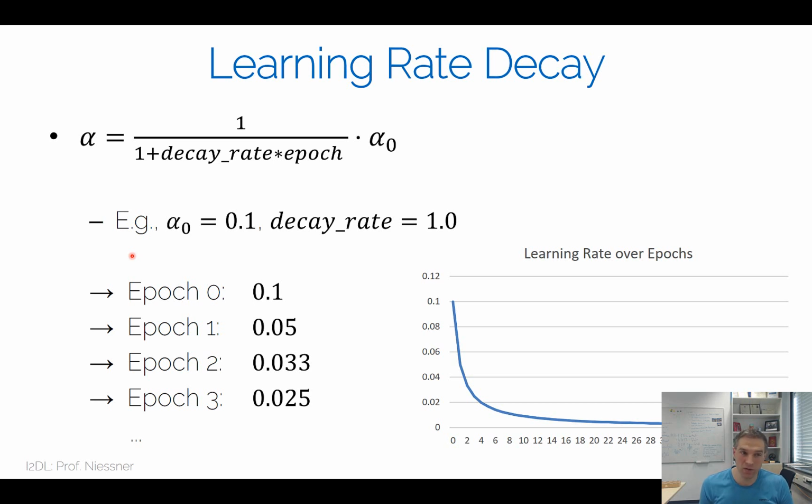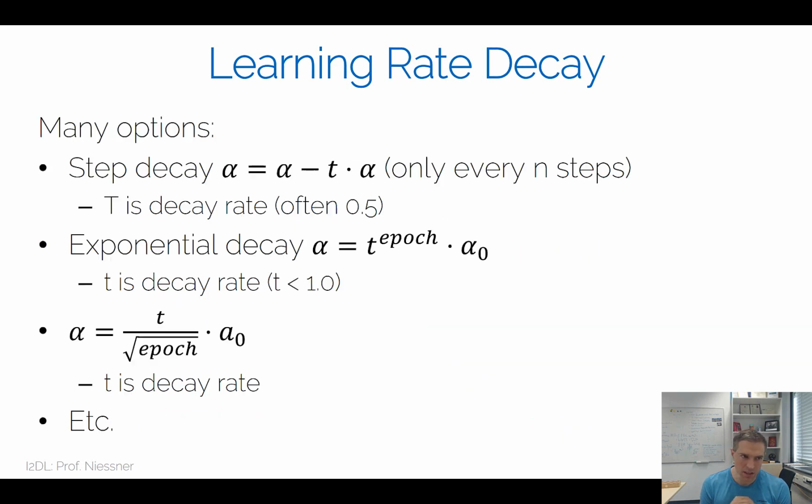However, this is just one very naive example, a very common example of doing a learning rate decay like this one. But there are actually many options. One option is the step decay. Step decay means we say alpha is alpha minus t times alpha. We do this every n steps, so every epoch or whatever. T then becomes the decay rate, which is often 0.5. So every time we're subtracting half of the learning rate.